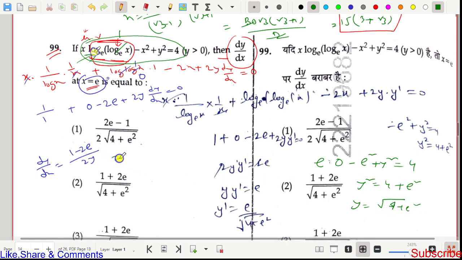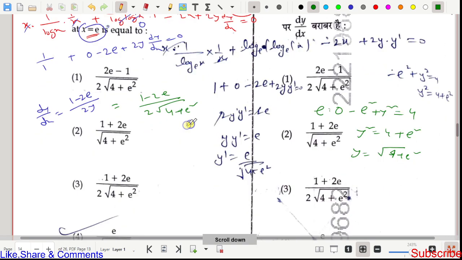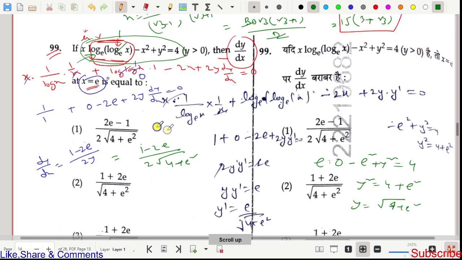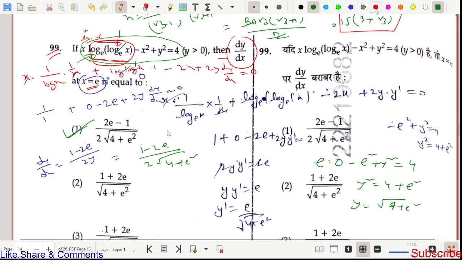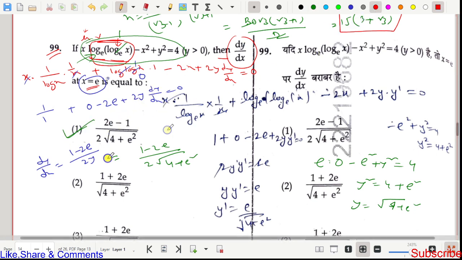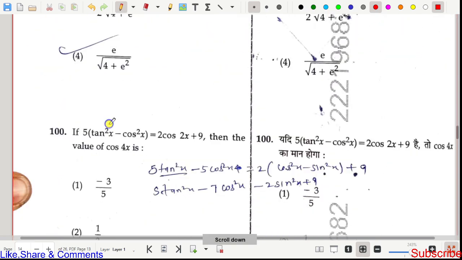So if we substitute here, we will get the required derivative, 1 minus 2e divided by 2 into root over 4 plus e square. Clear? So this is our required derivative, so it is satisfying the first option. Okay, 2e minus 1 divided by 2 into root over 4 plus e square. I hope you have understood.